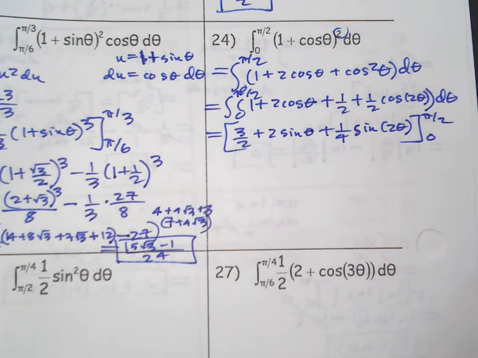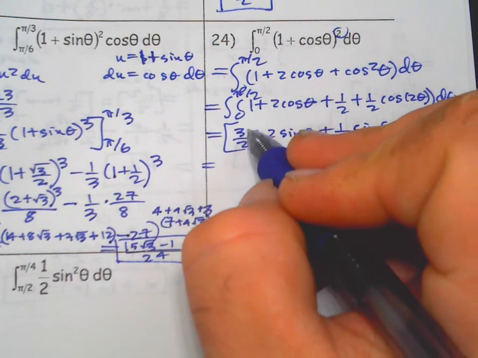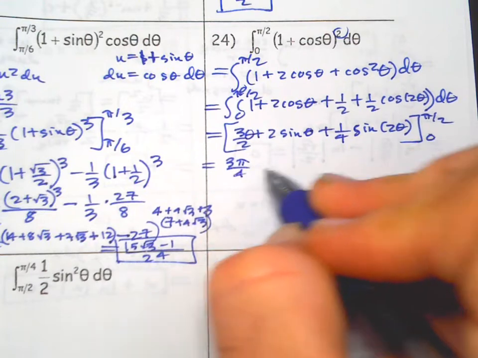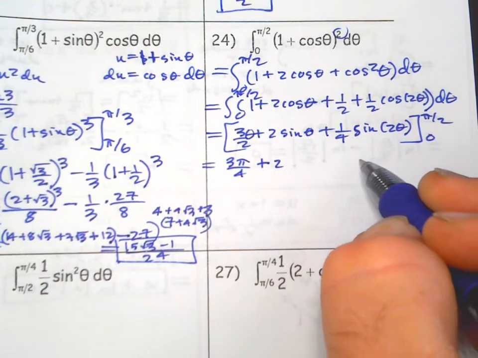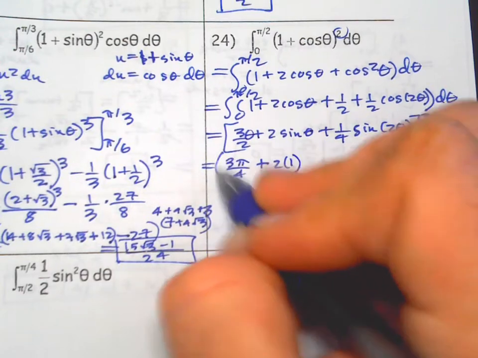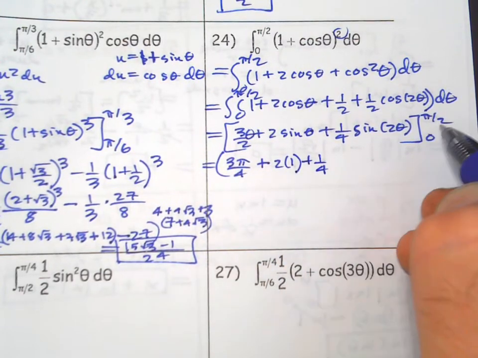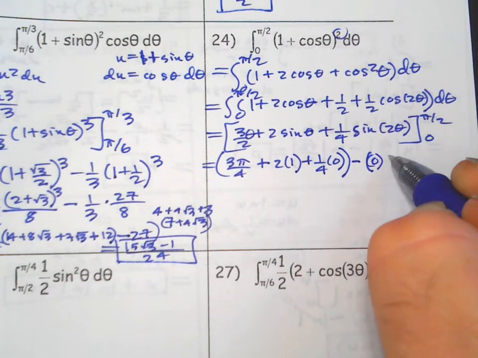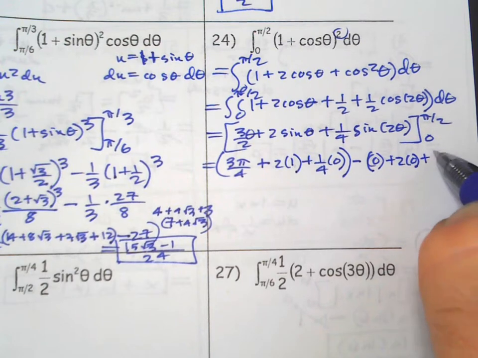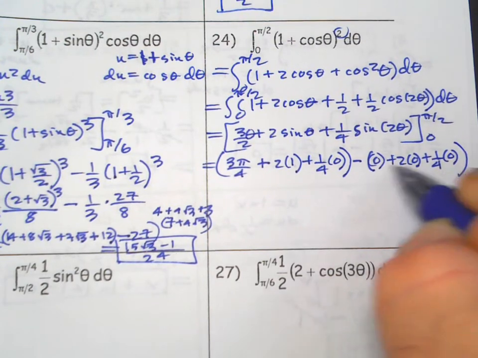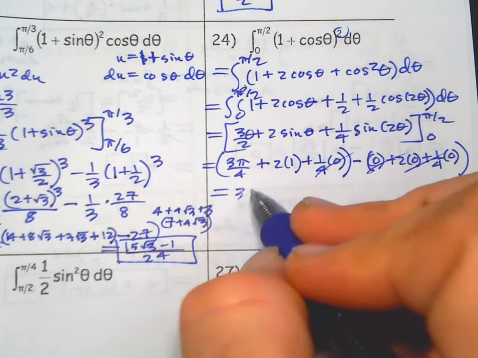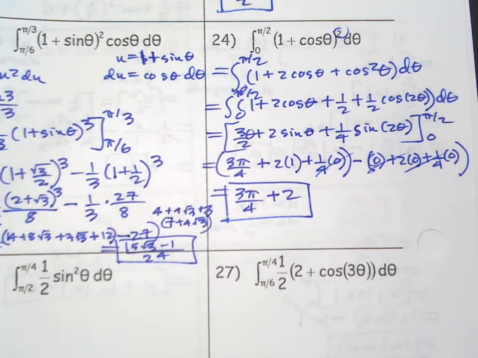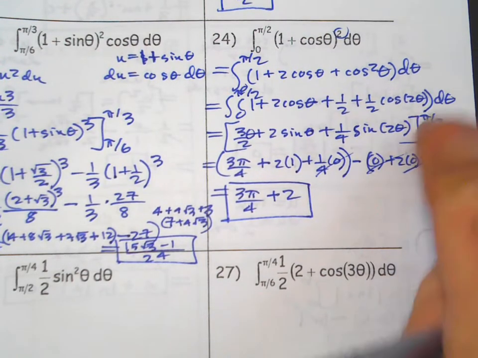Okay. So that looks good. So now we got to plug these limits in. That should have a theta right there. So this is going to be 3 pi over 4 plus 2 times sine of pi over 2 is 1. And sine of pi is 0. And we plug 0 in and get 0 plus 2 times sine of 0 is 0 plus 1/4 sine of 0 is 0. So a lot of these terms drop out. And we get 3 pi over 4 plus 2. So we're going to be doing a lot more of that kind of stuff with that extra thing there.